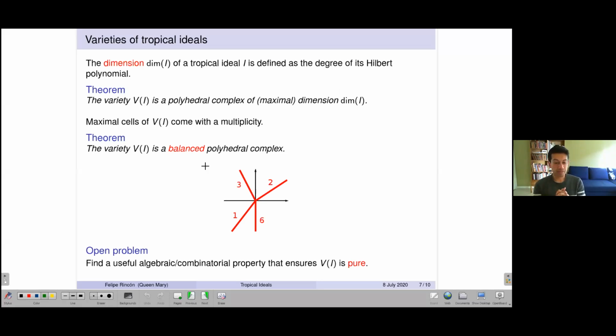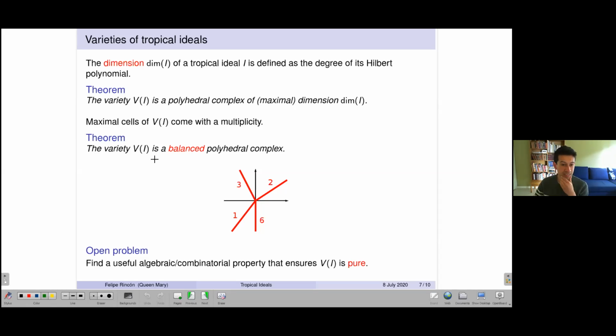Also, for tropical varieties, we're used to this notion of the balancing condition. I think we wouldn't classify a polyhedral complex that is not balanced. We wouldn't say that that's a tropical variety. We like our tropical varieties to satisfy this zero tension condition around every cell of codimension 1. You can define multiplicities for maximal cells in the variety of a non-realizable tropical ideal, or of any tropical ideal. You can define multiplicities on these maximal cells.